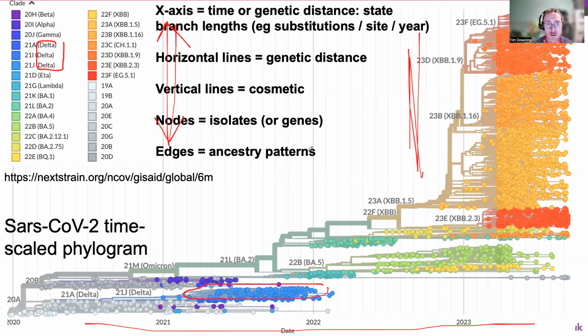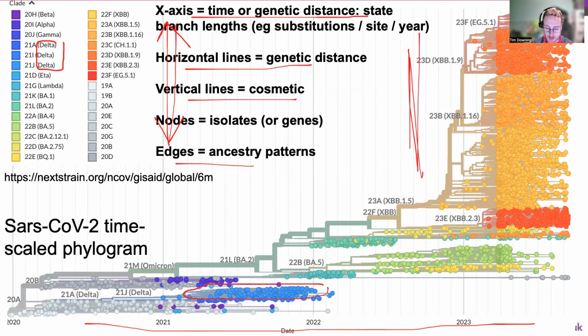So we have these horizontal lines representing genetic distance, and the vertical lines that are cosmetic. We have the x-axis representing genetic distance or time. We have our different nodes here represented by the different isolates, and the edges connect those isolates together based on the tree that we've constructed with all these samples.